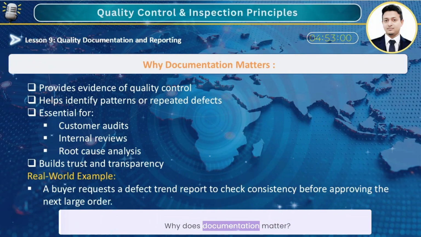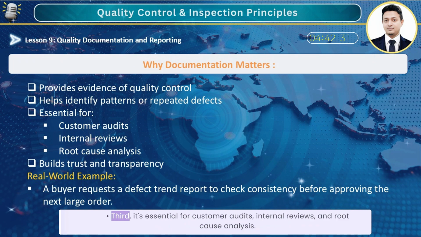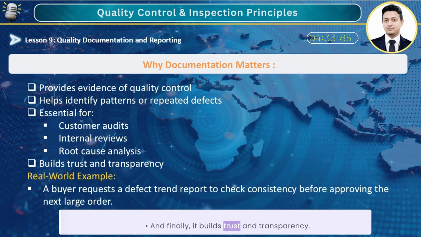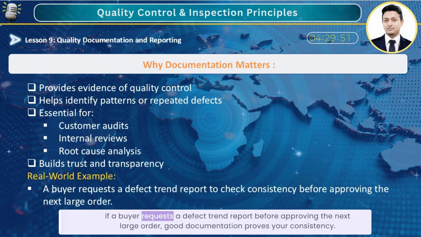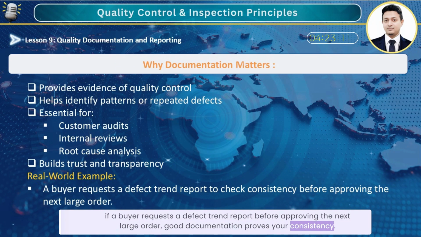Why does documentation matter? First, it provides evidence of quality control. Second, it helps identify patterns or repeated defects. Third, it's essential for customer audits, internal reviews, and root cause analysis. And finally, it builds trust and transparency. For example, if a buyer requests a defect trend report before approving the next large order, good documentation proves your consistency.